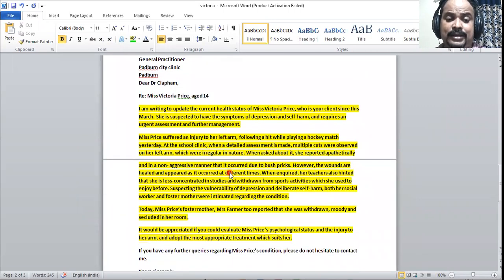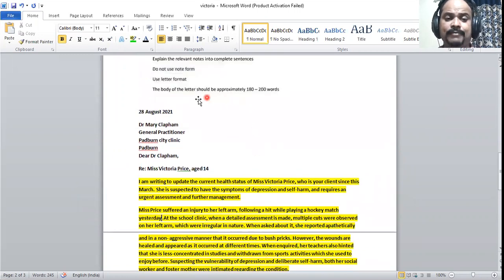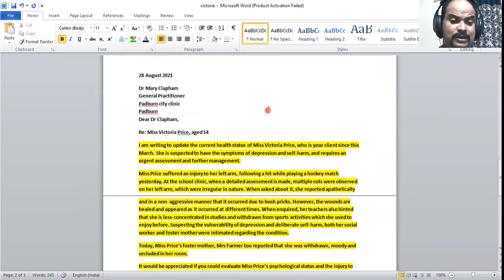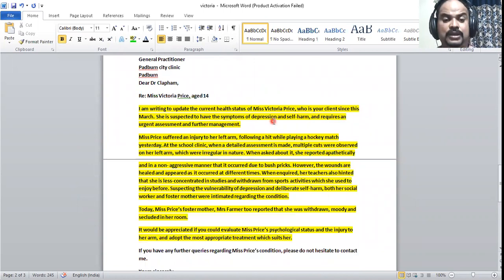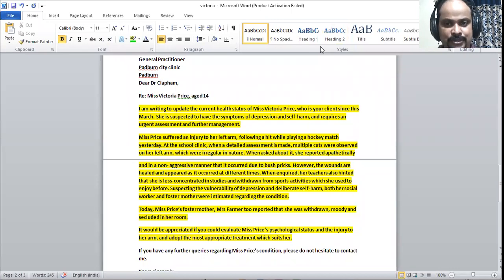We have come to the end of this particular task. The body of the letter should be approximately 180 to 200 words. We have enough words there. We have around 200 words here right now. Don't have any problems with the word count. We have explained her problems, the concerns, and requested what the GP has to do. That's it. Hope you might all have understood this thing. Thank you.